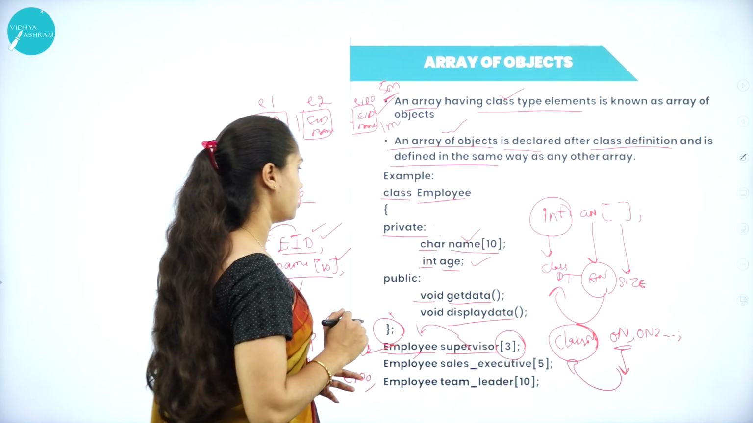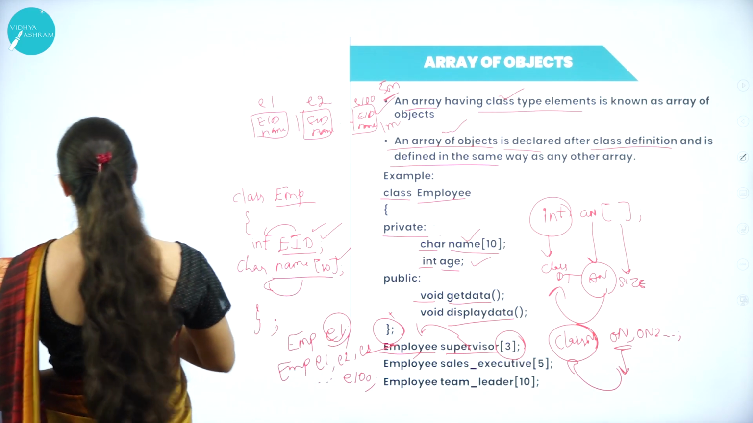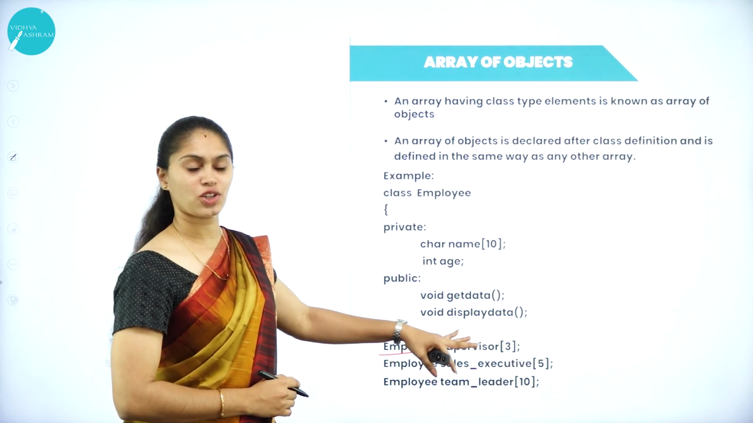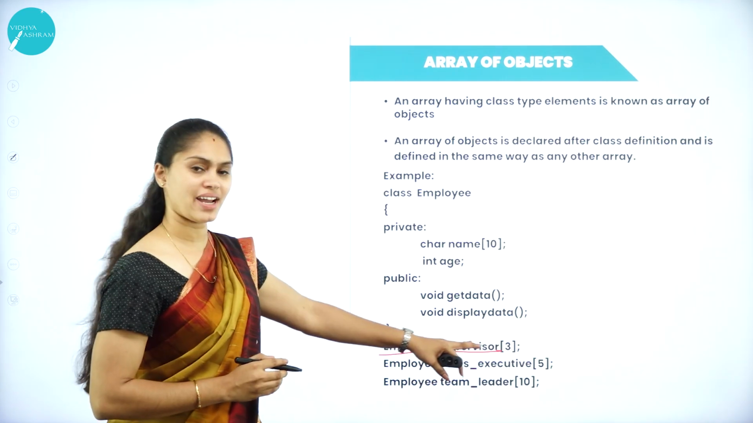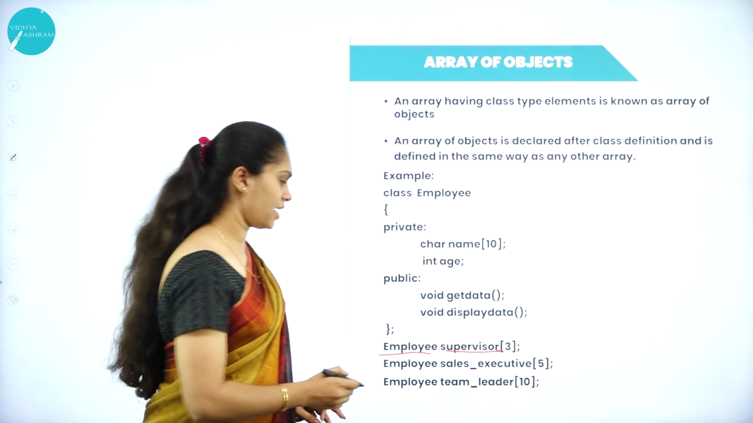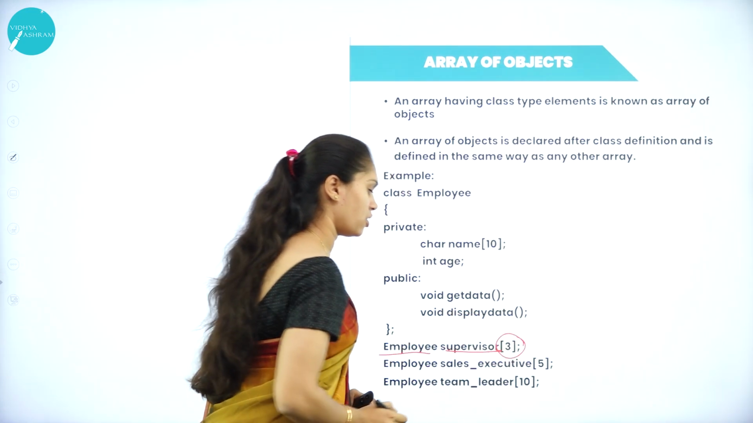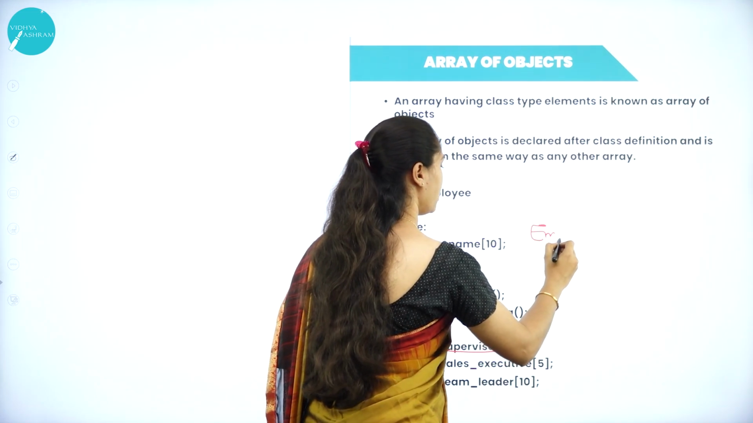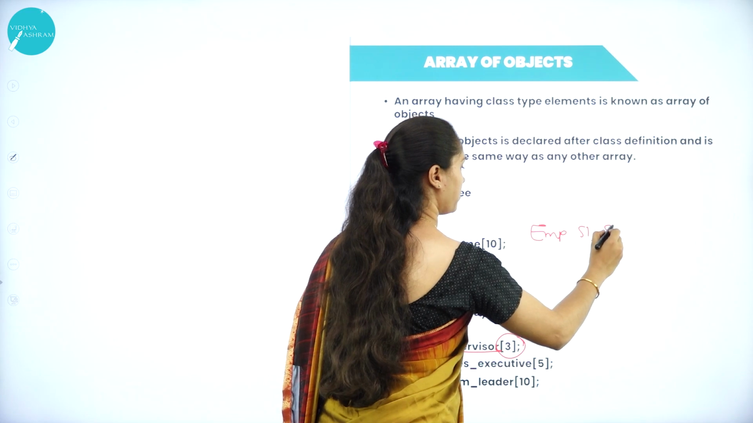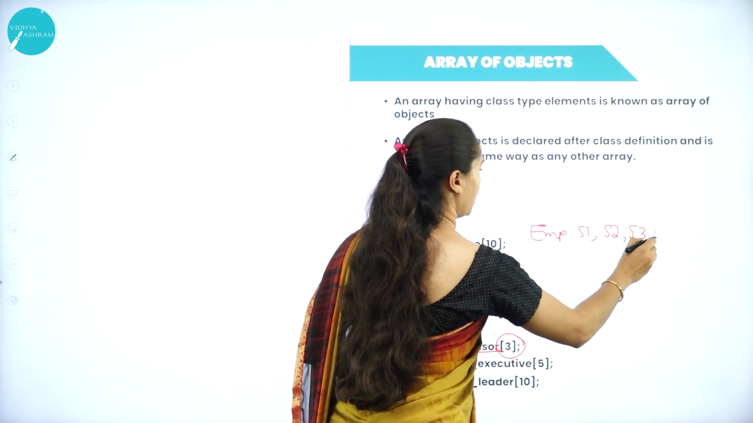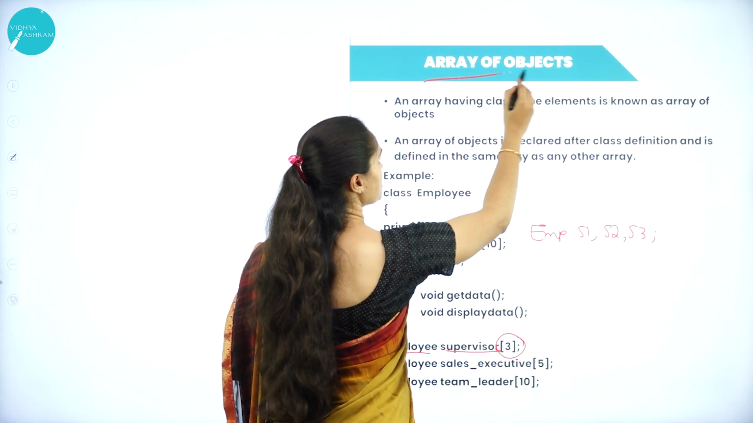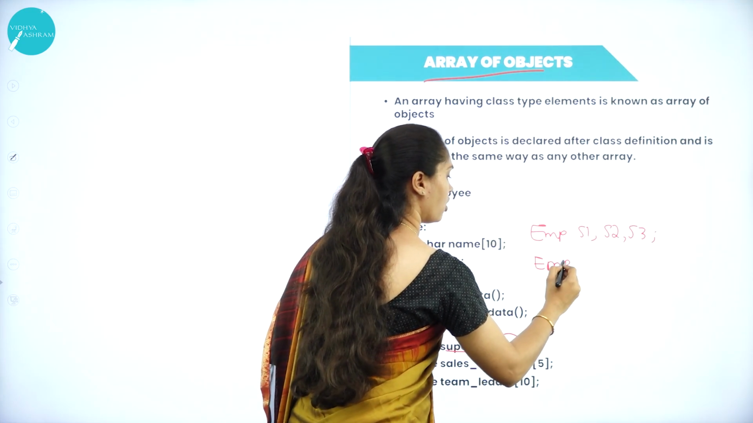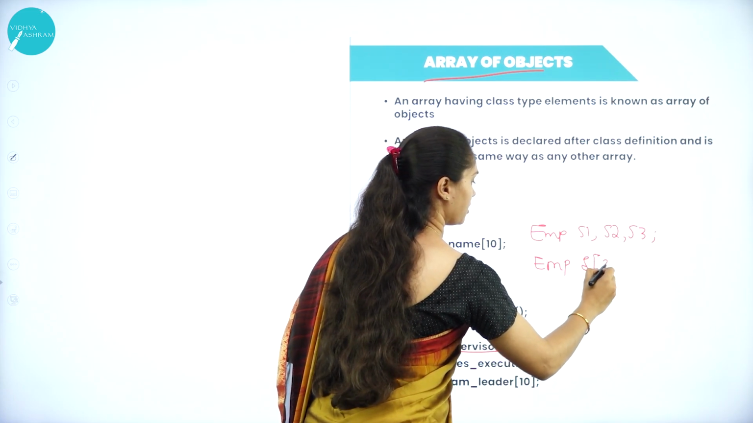So let me show you. I am going to clear all these things. So what is the name of the class here? Employee. I am creating an object of type array. Supervisor is the name of the object of type array having the size of 3. Okay, so instead of creating employee supervisor 1, supervisor 2 and supervisor 3, with the help of this array of objects concept, I am creating only one object of size 3.